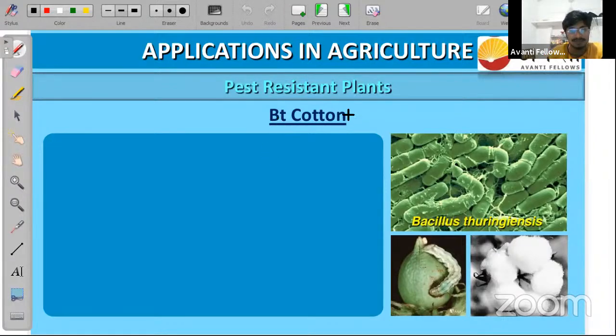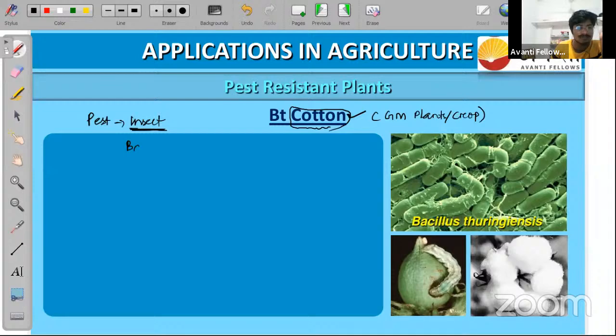Bt cotton is an example of a genetically modified crop. It is an example of pest resistance. Pest means insects, which affect crops. Bt cottons are genetically modified crops or plants. Which crop? That is your cotton crop. Cotton crop is a genetically modified crop. Here Bt stands for Bacillus thuringiensis.